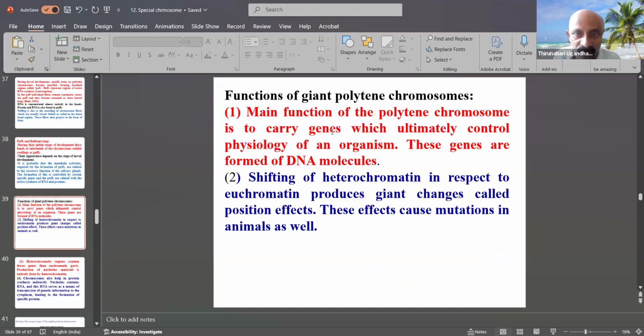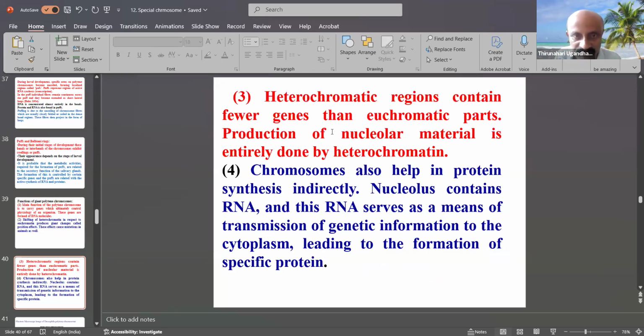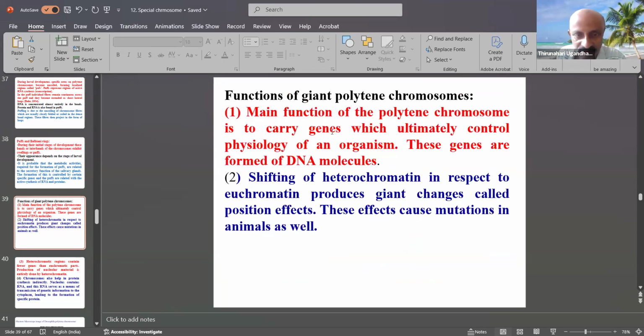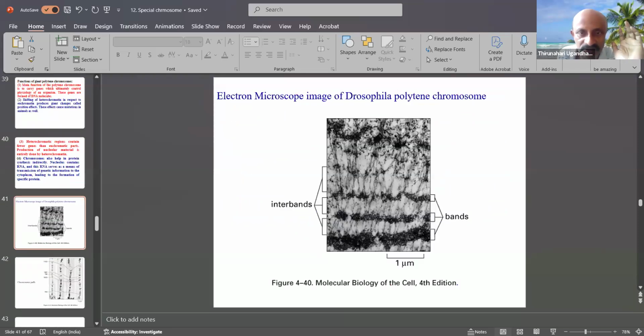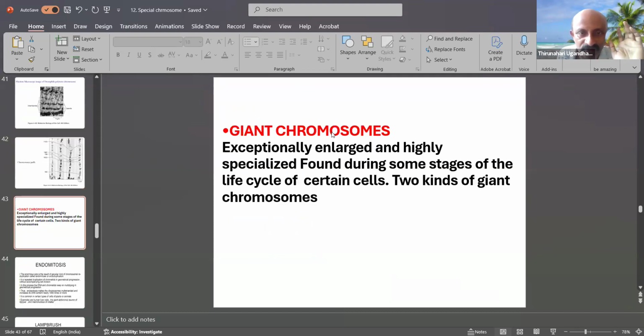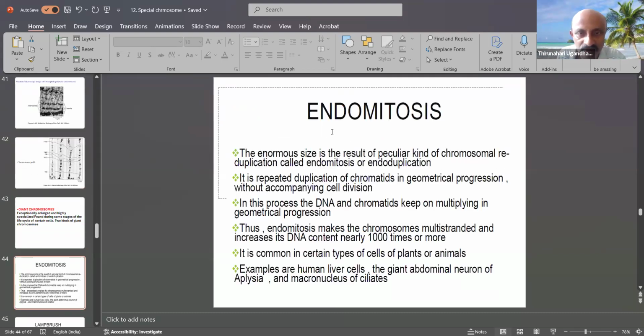These chromosomes also help the proteins in these heterochromatin regions, also called shifting heterochromatin, with respect to the euchromatin. The main function of the polytene chromosome is to carry genes, which ultimately control the physiology of organisms. These genes are a form of DNA molecules, and that is also the importance of the chromosome puffs.